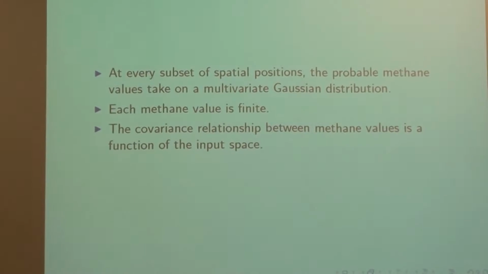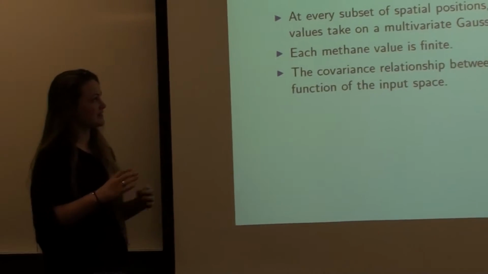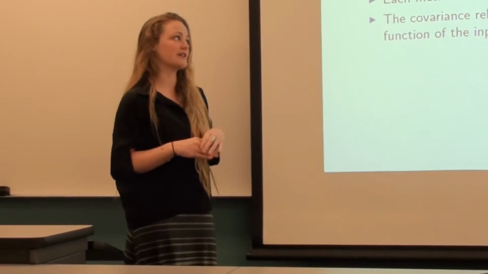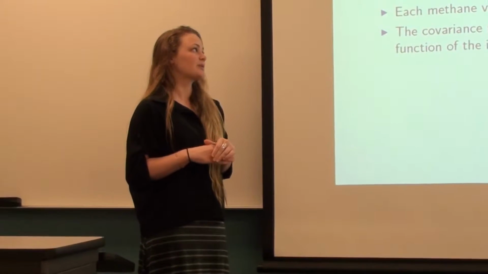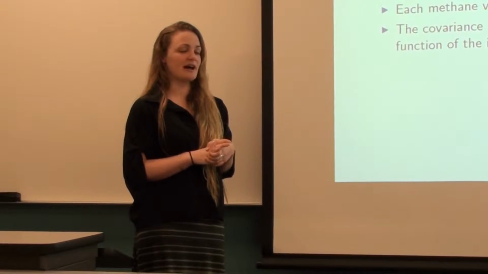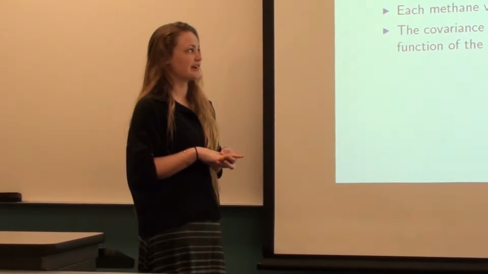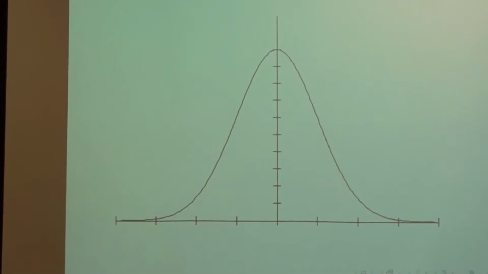So, like all good applied problems, we start with our assumptions. So we assume that for every subset of spatial points in the field that we're considering, the probable methane values will take on a multivariate Gaussian distribution. So I'll go into what this means more. And then each methane value is finite. So we mostly do this just so we can restrict our class of random variables to the ones that have finite first moments and have a probability density. And then lastly, the covariance relationship between the methane values is a function of the input space. So I will explain to you what that means as well.